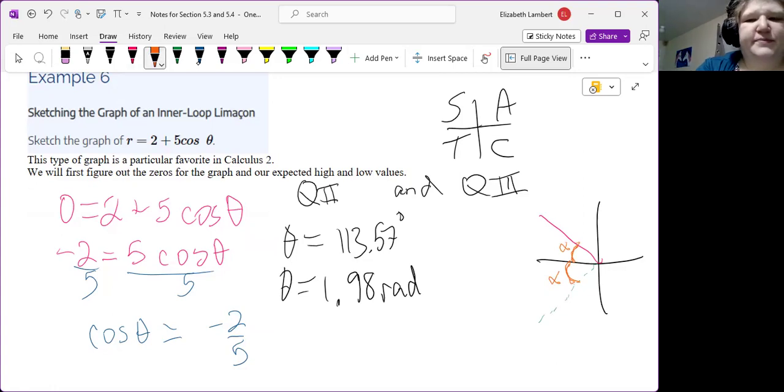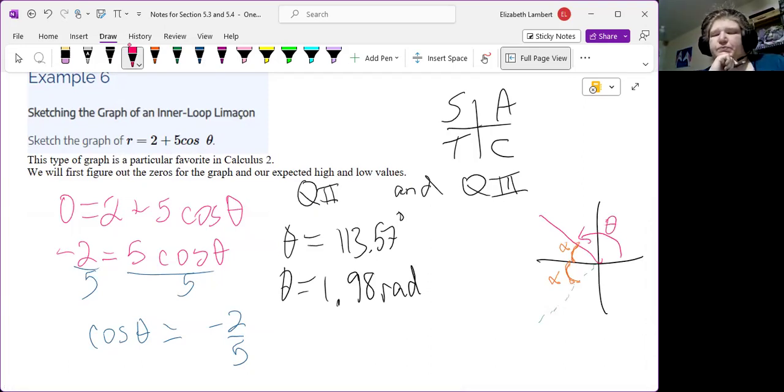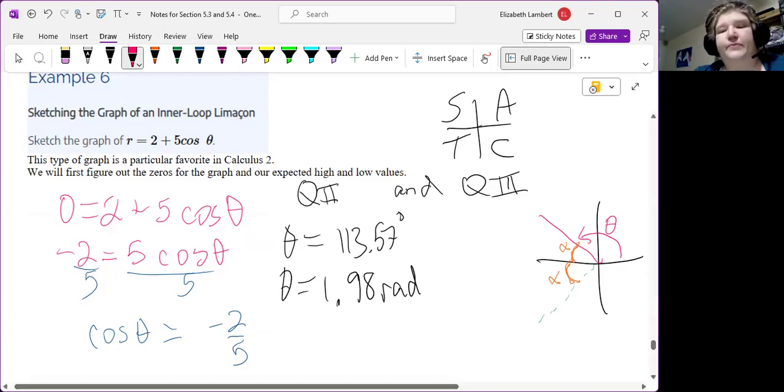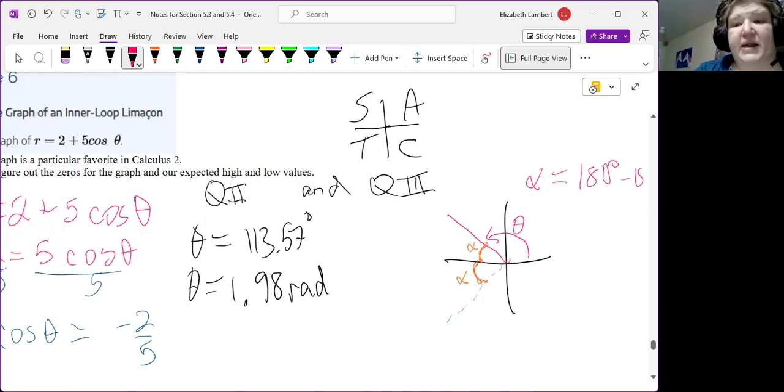So those two little angles are the same. Theta is there. So I need to figure out what this little alpha measure is. And then I'm going to take 180 degrees and add that alpha to 180 to get where this green line is. So to figure out alpha, I'm going to take 180 degrees minus my theta. So alpha is 180 degrees minus theta.